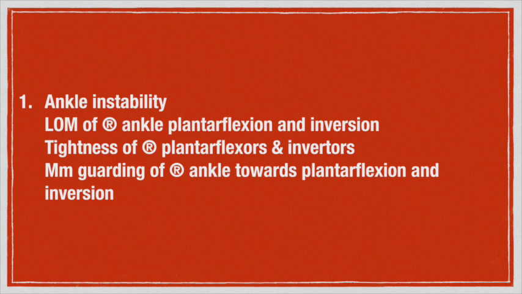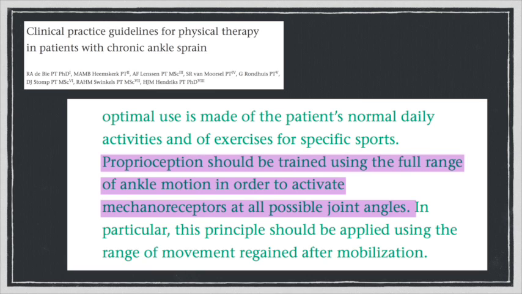The impairment that needed to be addressed first was instability of the right ankle. Under it is LOM, tightness, and muscle guarding. As stated on the KNGF Clinical Guidelines of Chronic Ankle Sprain, page 19, proprioception should be trained using full range of ankle motion in order to activate mechanoreceptors at all possible joint angles.